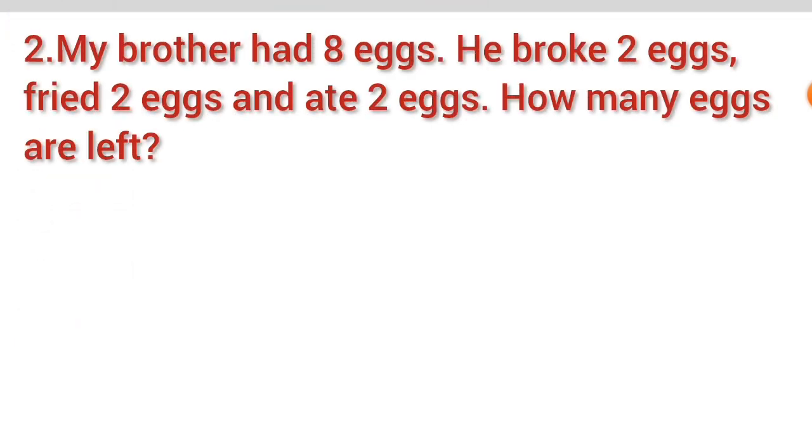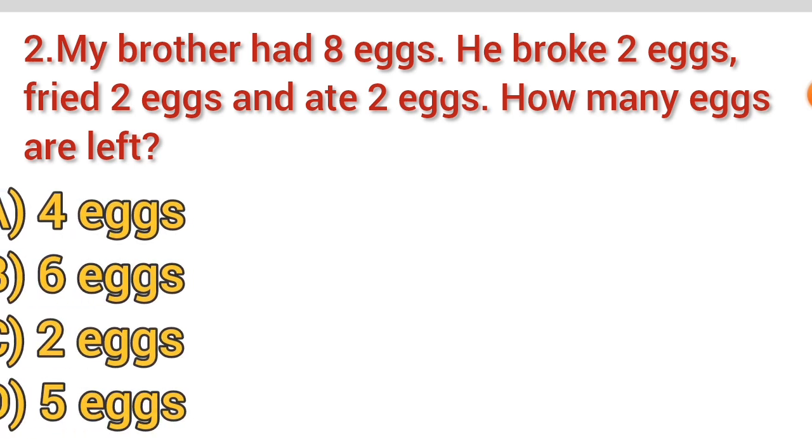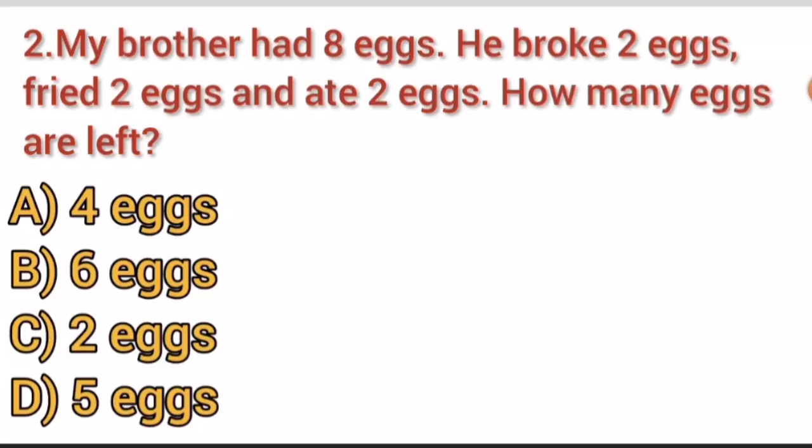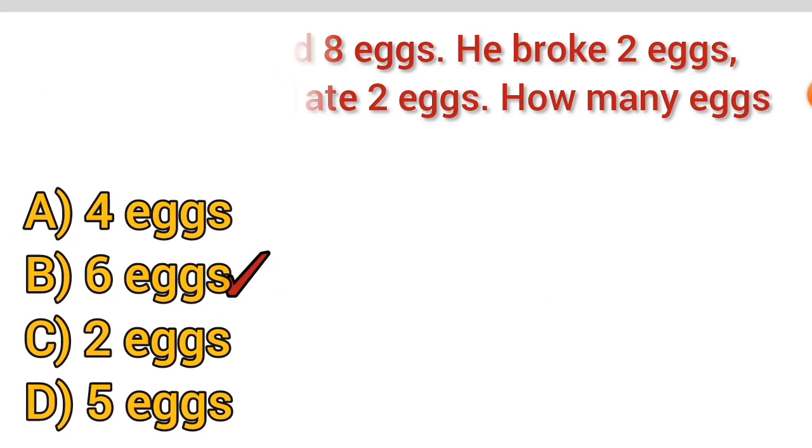My brother had 8 eggs. He broke 2 eggs, fried 2 eggs, and ate 2 eggs. How many eggs are left? Options: 4 eggs, 6 eggs, 2 eggs, 5 eggs. Option B is the correct one.